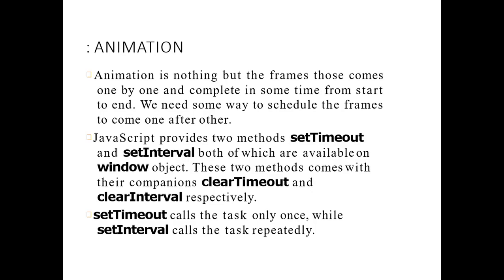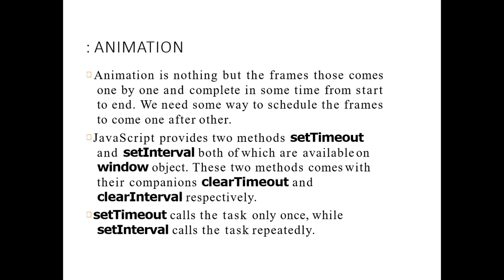Basically, JavaScript provides two methods: setTimeout and setInterval. Both have a difference. What is that? setTimeout means setting the time at which the frame will be released. And setInterval means till what interval, like for 5 seconds or 10 seconds, it will flash on the screen.